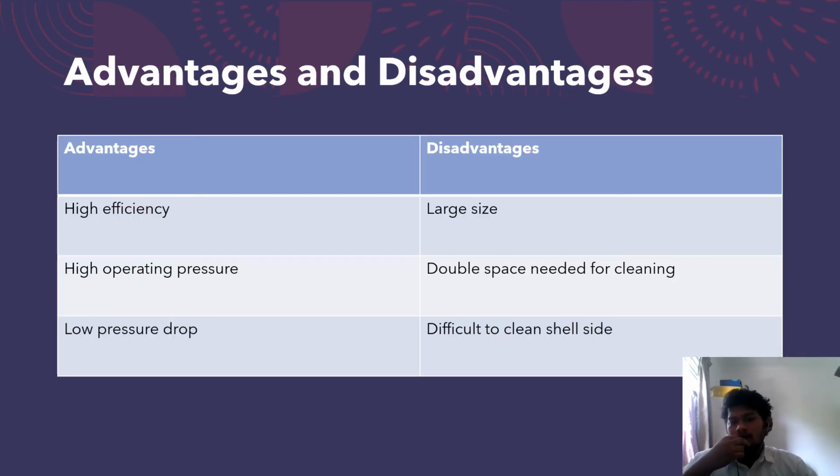The advantages and disadvantages of this heat exchanger. The advantage is it is very high efficiency. The second one is the high operating pressure, and the last advantage is low pressure drop. As the disadvantage, it requires a large space because it has a very large size. Double space needed for cleaning, for maintenance, and it is difficult to clean the shell side. So it needs a professional to clean the shell side.